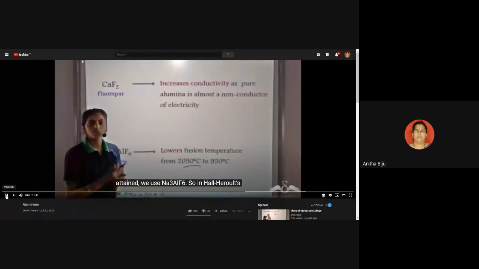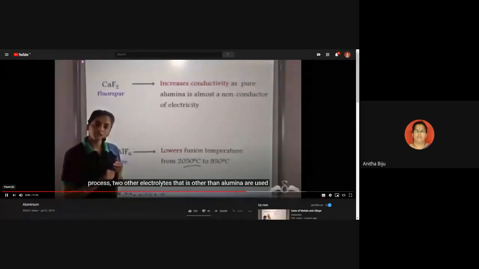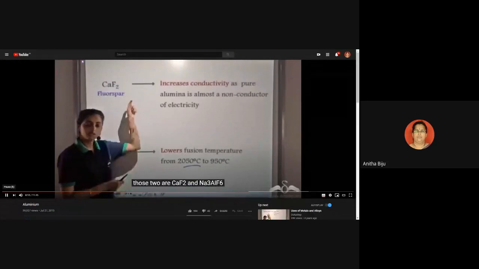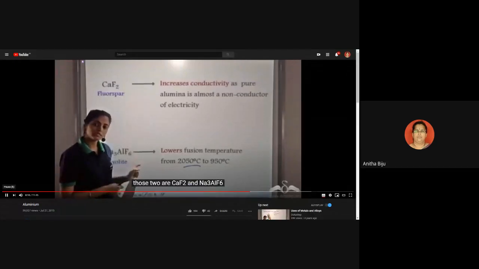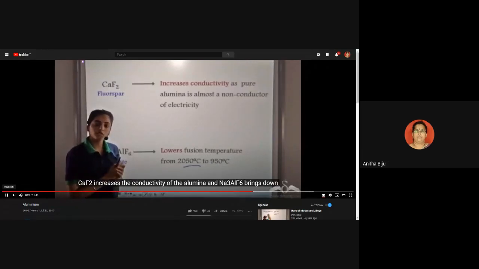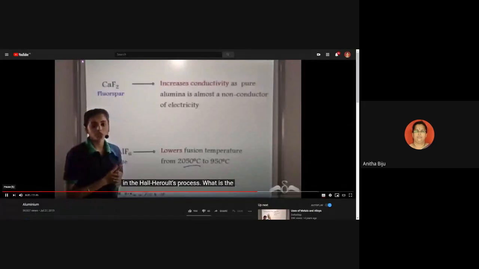So in Hall-Hérold's process, two other electrolytes, that is other than alumina, are used. Those two are CaF2 and Na3AlF6. Both of them have special purposes. CaF2 increases the conductivity of alumina and Na3AlF6 brings down the fusion temperature. And hence, we use these two electrolytes in the Hall-Hérold's process.